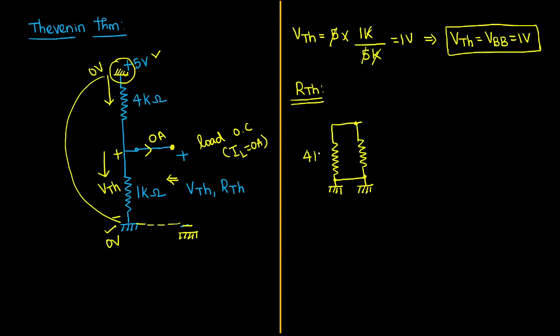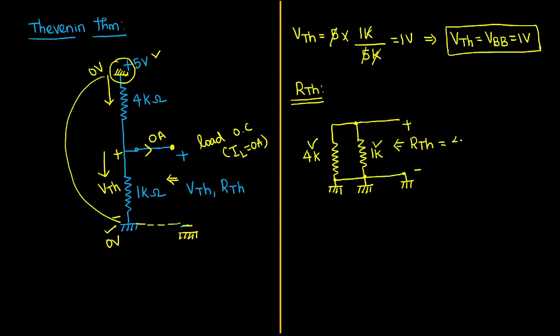See that this is going to be 4 kilo ohm. This is going to be 1 kilo ohm. From here only we are observing the RTH. RTH also, see, that is also connected to the ground, another terminal. This is positive, this is negative. From here only we are observing RTH. So it clearly indicates this 1 kilo ohm and 4 kilo ohm are connected in parallel from here.